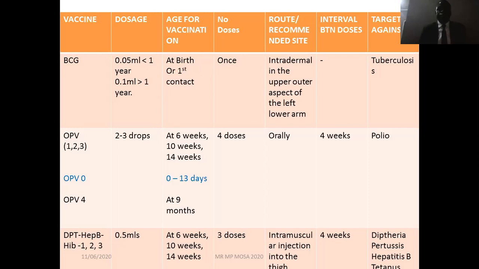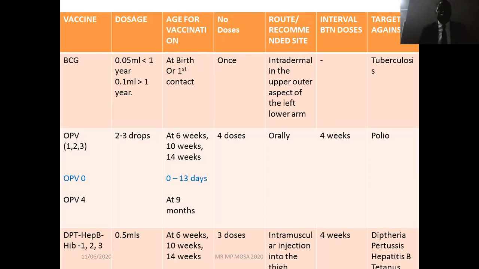It is given at birth or at first contact. If it wasn't given at birth, you can give this vaccine at the first contact when the child is brought at the postnatal visit. Number of doses is 1. The route is intradermal in the upper outer aspect of the left lower arm. This vaccine is given to prevent someone from tuberculosis.